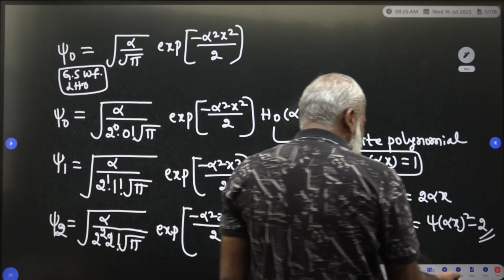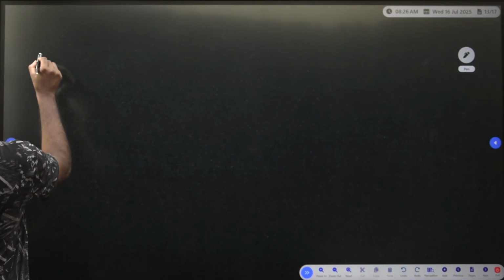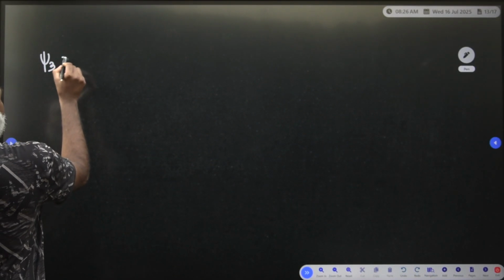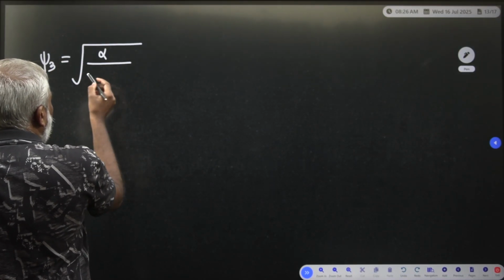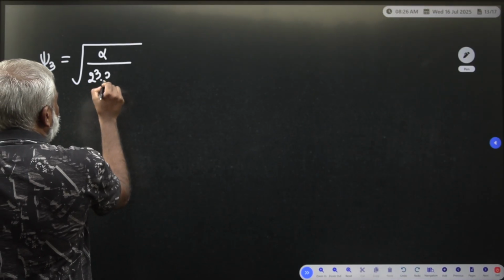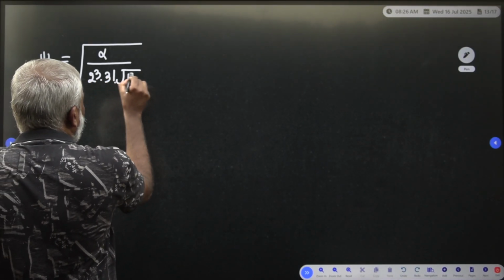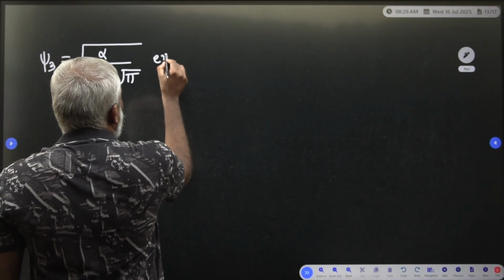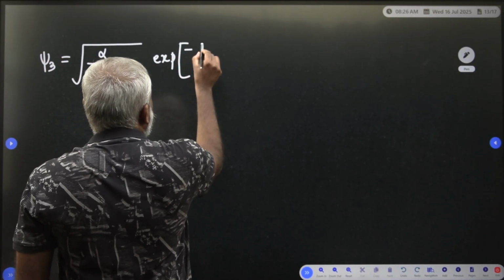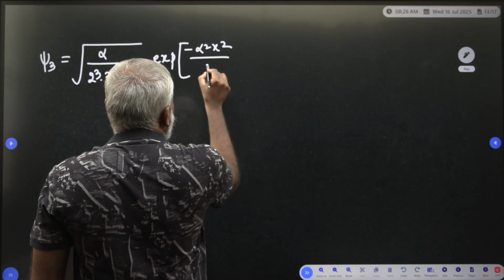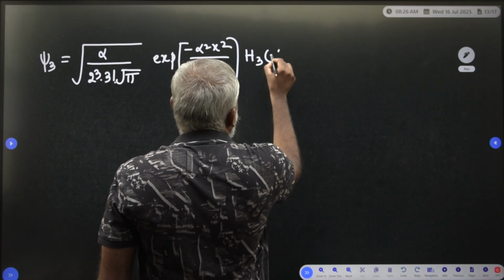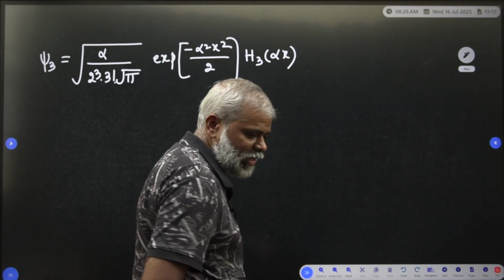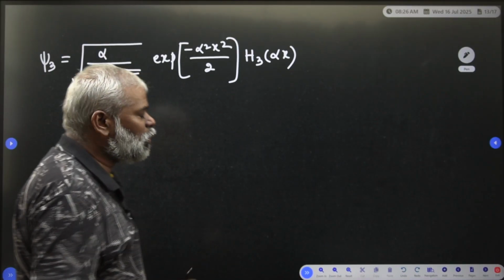Not only that, and so on, you have psi 3, square root of alpha by 2 to the power of 3 into 3 factorial into root pi, exponential of minus alpha squared x squared divided by 2, into H3 of alpha x. Like that, and so on.